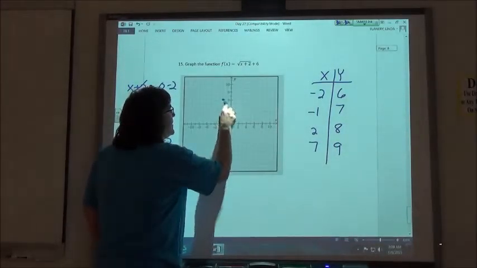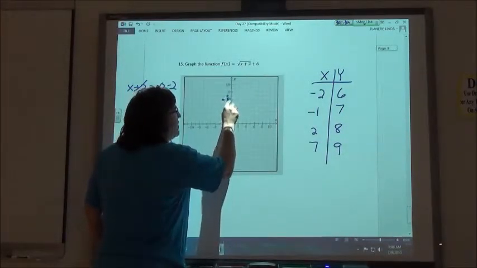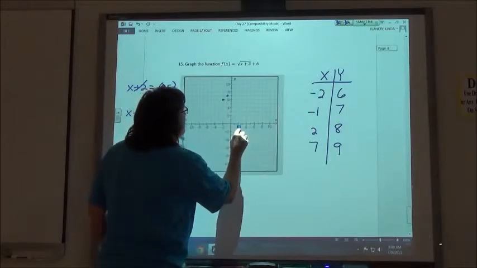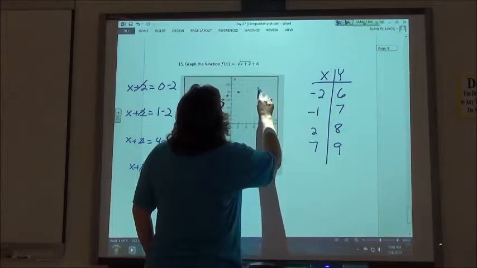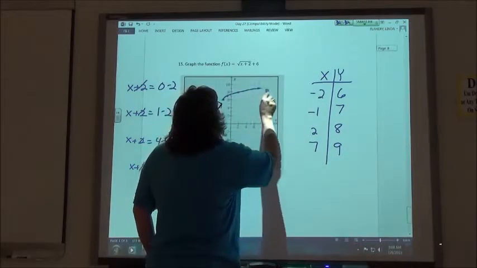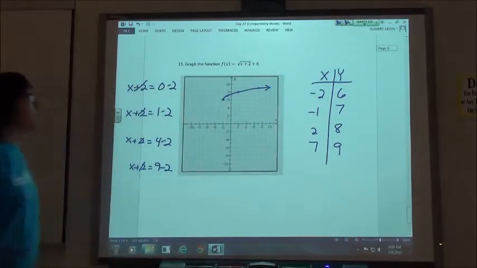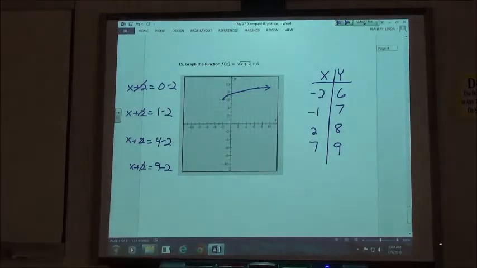-2 up 6, -1 is up 7, +2 is up 8, and +7 is up 9. And our square root function looks something sort of like that.